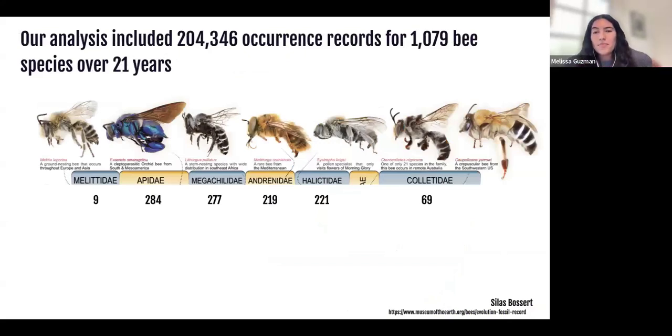Now, I couldn't model every single species because there are a lot of species that we haven't seen since 1995. But in this analysis, I was able to include about 200,000 presences, years by site by species, for about 1,079 species of bees during the period of 1995 to 2015. You can see the number of species that I modeled from 6 different families of bees.